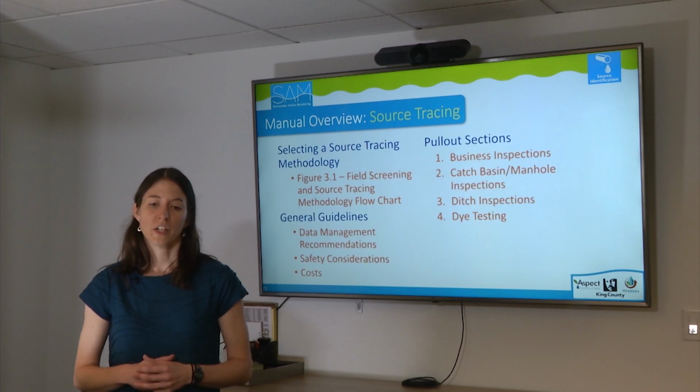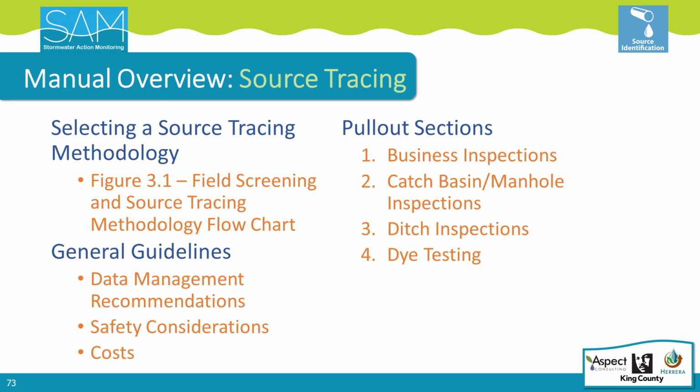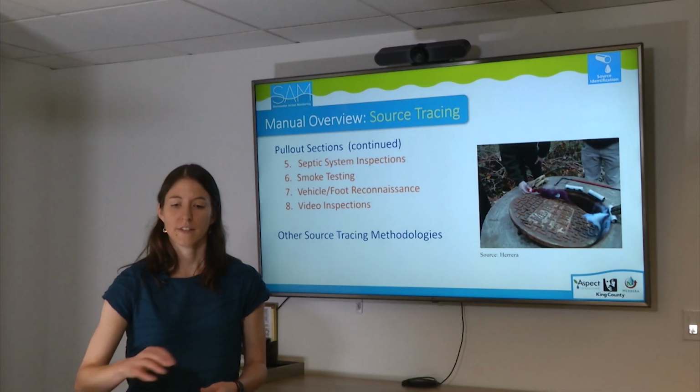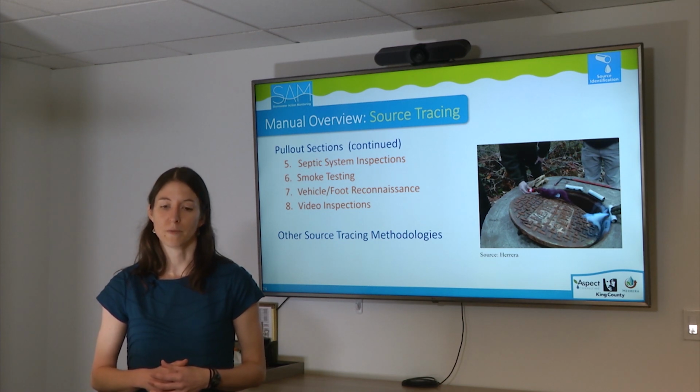So again, the structure of the source tracing methodology section is pretty similar to what we looked at for the field screening methodology section. It does refer you back to that figure 3.1 in section 3, which is the field screening and source tracing methodology flowchart. Again, we have data management recommendations and safety considerations and a reference to the cost appendix, which is Appendix A. And here we have a total of 8 pullout sections. We have 4 listed here on this slide. We've got business inspections, catch basin manhole inspections, ditch inspections, and dye testing. And then on the next slide, we've got our septic system inspections, smoke testing, vehicle foot reconnaissance, and video inspections.